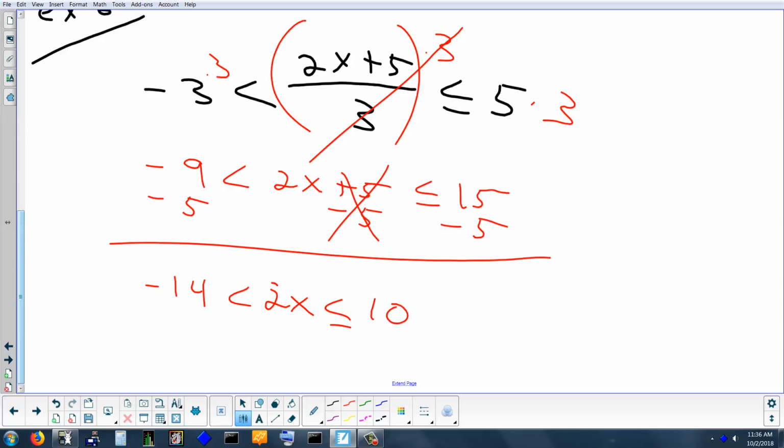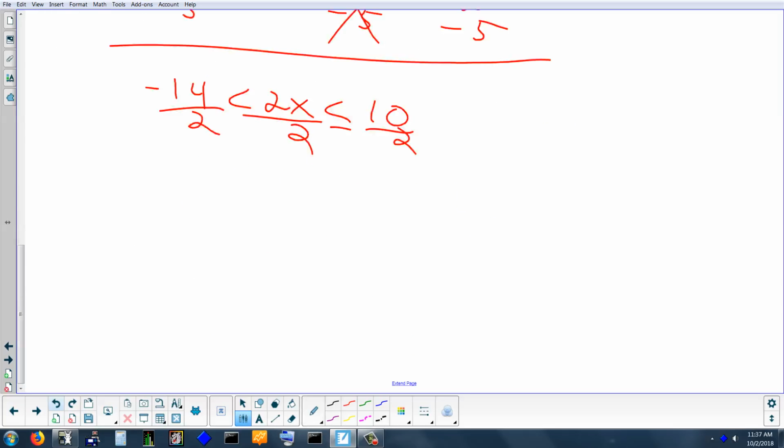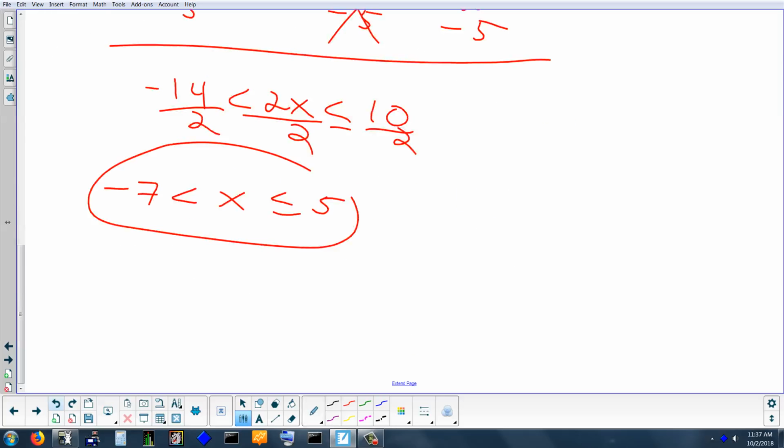So our goal now is to get rid of the 2. Yeah, not subtract. What did you say? Divide, yeah, because we have 2 times x. So opposite of multiplication, division. Okay, so final answer, negative 7 is less than x, which is less than or equal to 5.